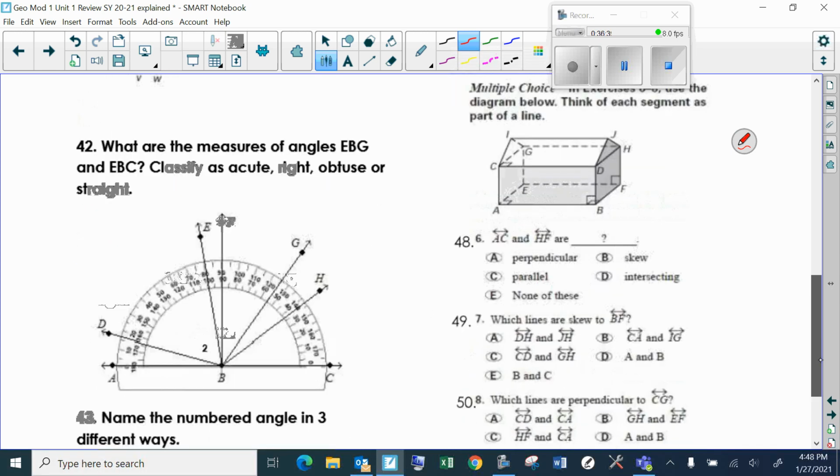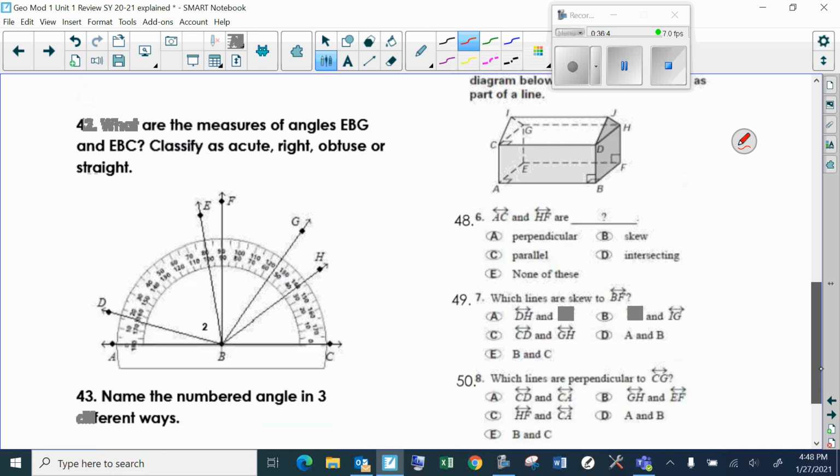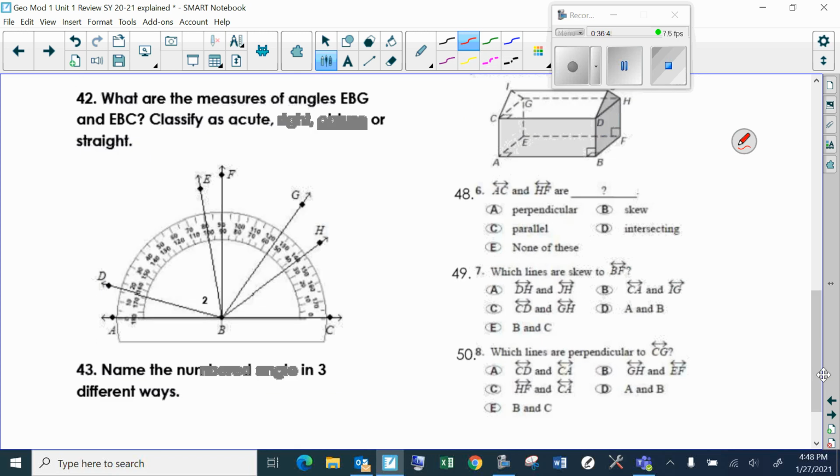And now we have our last few down here. What is the measure of angle EBG? EBG, right there. So that's 125 minus 80 is 45. And EBC is 100 degrees. Okay, and then classify acute, right? Well, obviously between 0 and 90 is acute. And between 90 and 180 is obtuse.